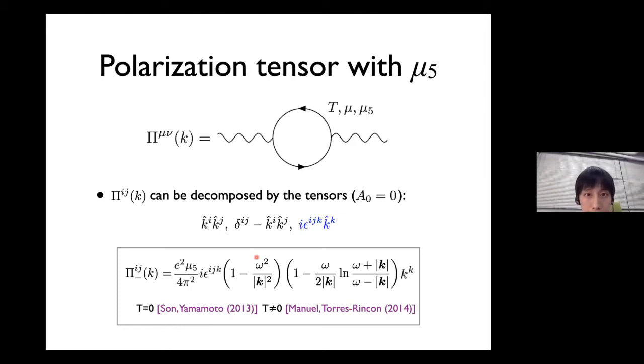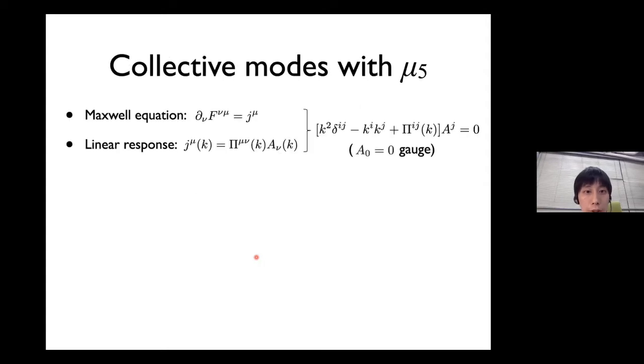Now, in order to understand the collective modes, we use the Maxwell equation coupled with linear response theory. For a small gauge field, the current can be expressed in terms of the polarization tensor and the gauge field. By combining these two equations, we obtain a closed equation in momentum space. Here I take the A_0 = 0 gauge, okay? And from this equation, we can get the dispersion relation of the collective modes.